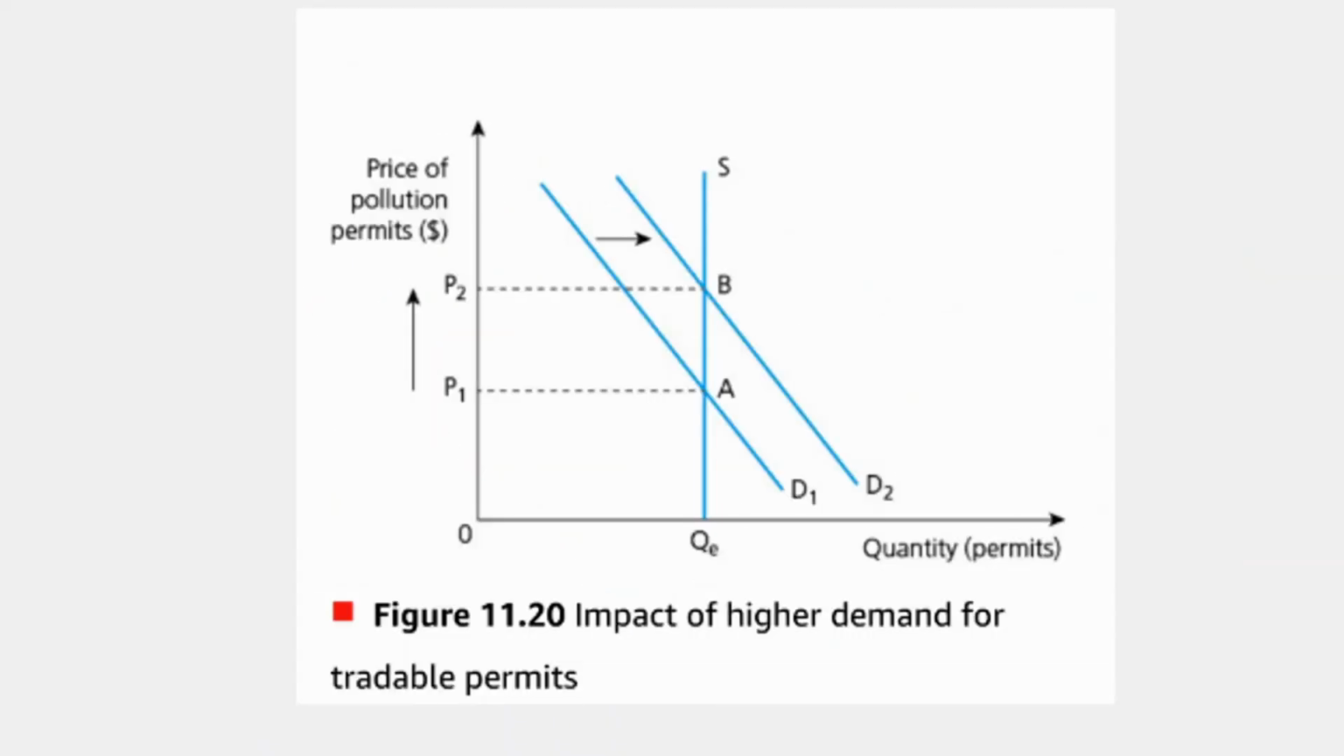You could also do tradable permits. The tradable permit is a set amount, so it's a vertical line. But you could increase or decrease it, which will increase or decrease the price of pollution permits.